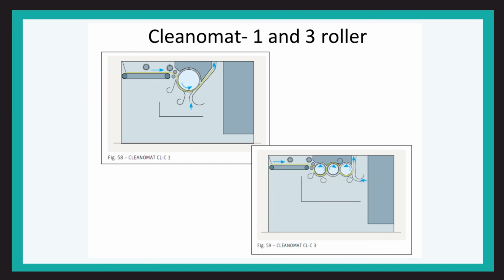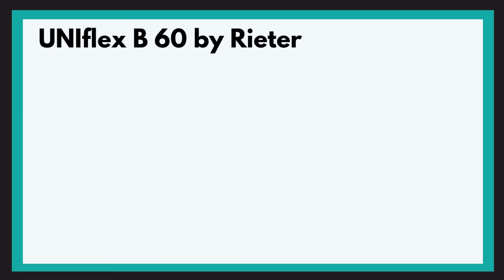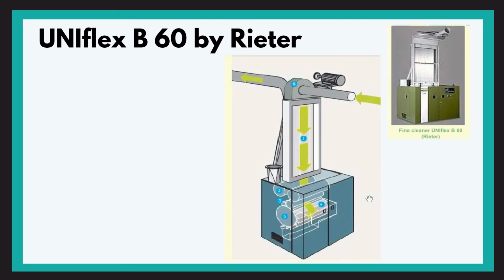So the next and the last of our discussion today is Uniflex B60 by Rieter. This machine does the job of dedusting as well as opening. Now we'll go in correspondence with the numbers shown in the figure and understand the working. You have the figure on the slide. Make sure you know where the numbers are correctly and we'll go according to it.